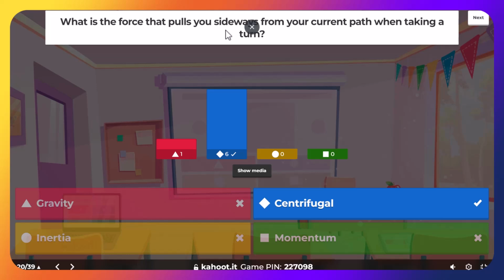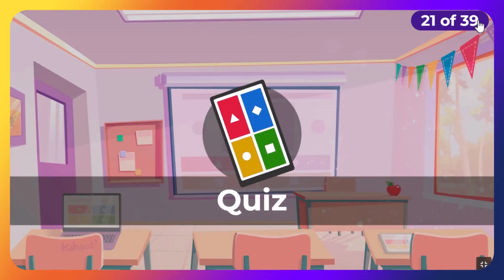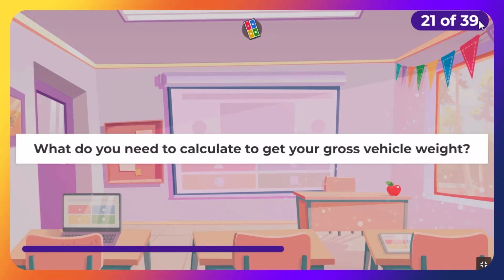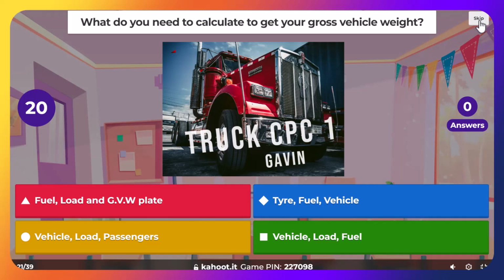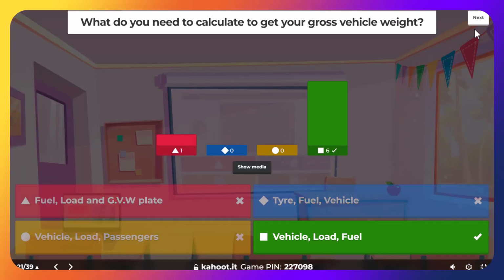What is the force that pulls you sideways? Gravity holds you on the ground, doesn't it? It doesn't pull you sideways. Vehicle. Anything you bring onto the vehicle is the load and your fuel.